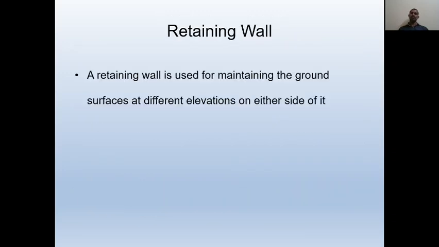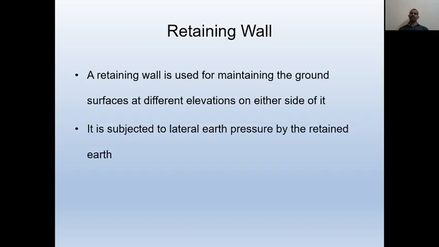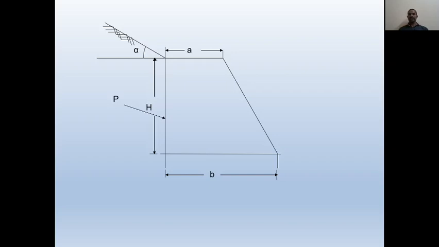The retaining wall is used to maintain the ground surface at different elevations on either side of it, as we are discussing in the case of hilly regions. It is subject to lateral pressure exerted by the earth. Let us say this is the profile of the earthen retaining wall. As we know from dam terms, the top width is represented with small a, the bottom width of the retaining wall is represented with small b, and capital H is the overall height of the retaining wall. And this is the angle of surcharge.